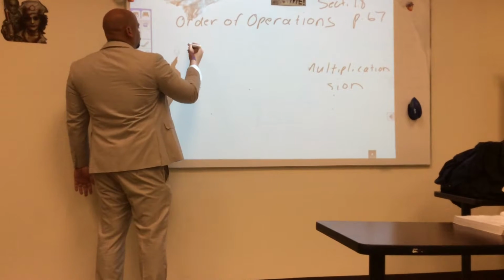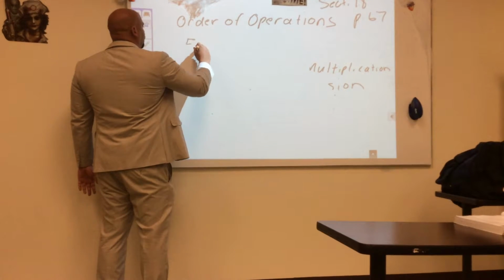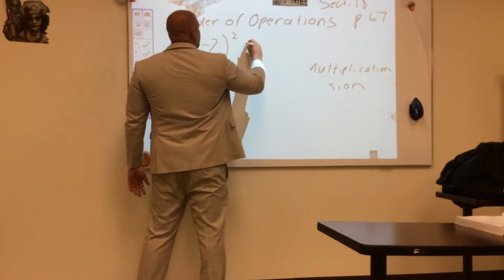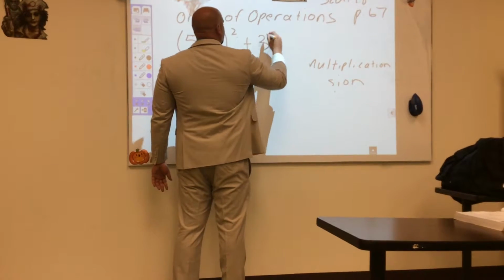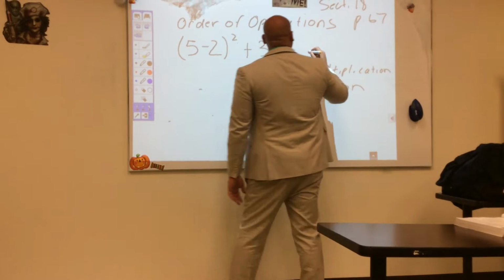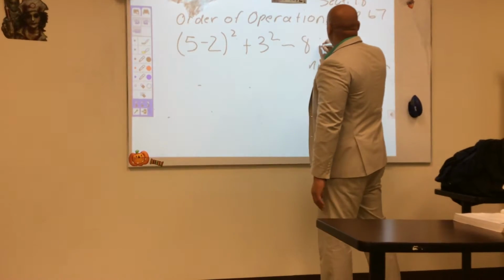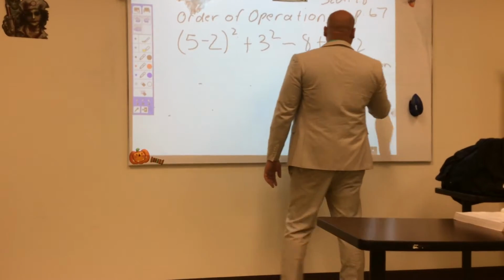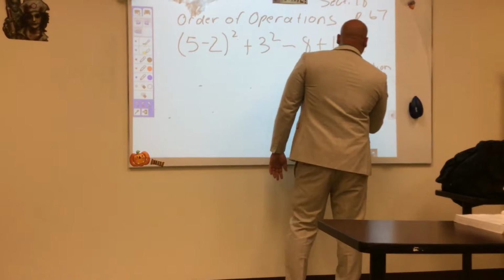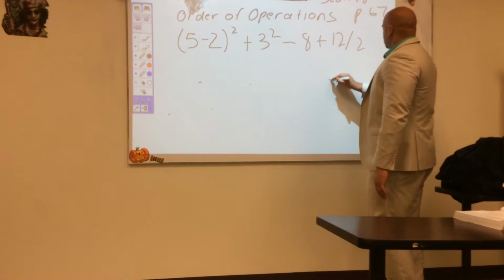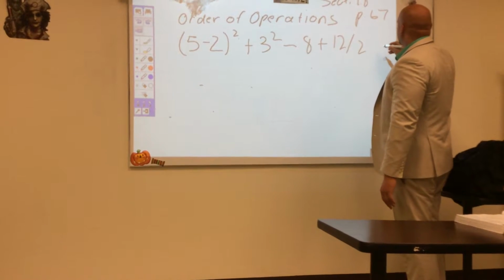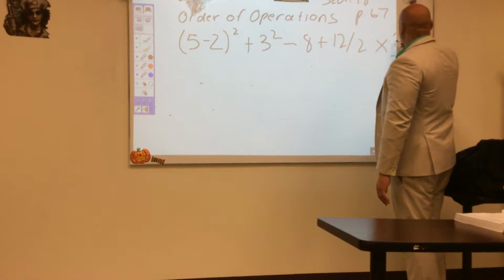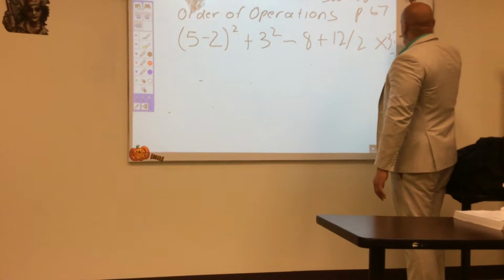We'll do 5 minus 2 squared plus 3 squared minus 8 plus 12 divided by 2 times 3. Okay, I'm going to erase that. Times 3. Oh, you can't see that. Times 3. There you go.